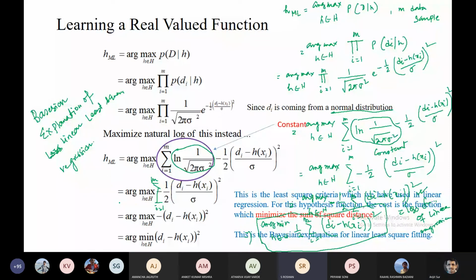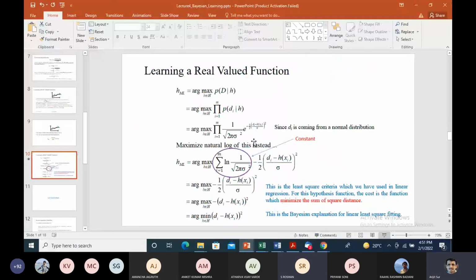Now you see how powerful this Bayesian thing is. It explains linear regression very nicely. If you have any question, you can ask. Otherwise, we stop here today, and next day we will start the optimal classifier, the Bayesian optimal classifier.